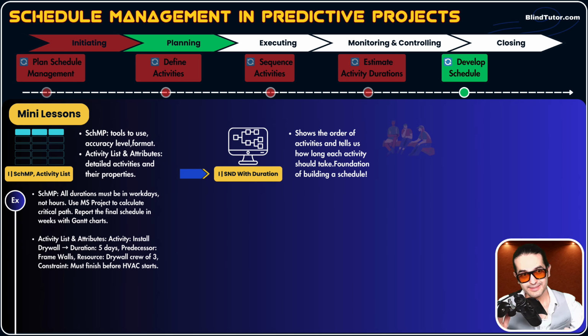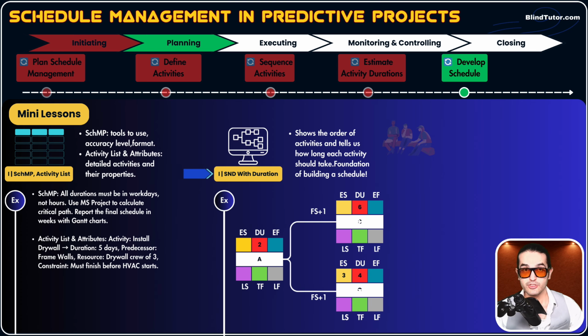Pause the video and read the example if you wish. The next one, schedule network diagram with duration. Of course, this is an input. As I said before, to develop a schedule, one of the main tools and techniques that we use is called CPM. To do CPM, we need a schedule network diagram. That's why schedule network diagram is an input to this process.